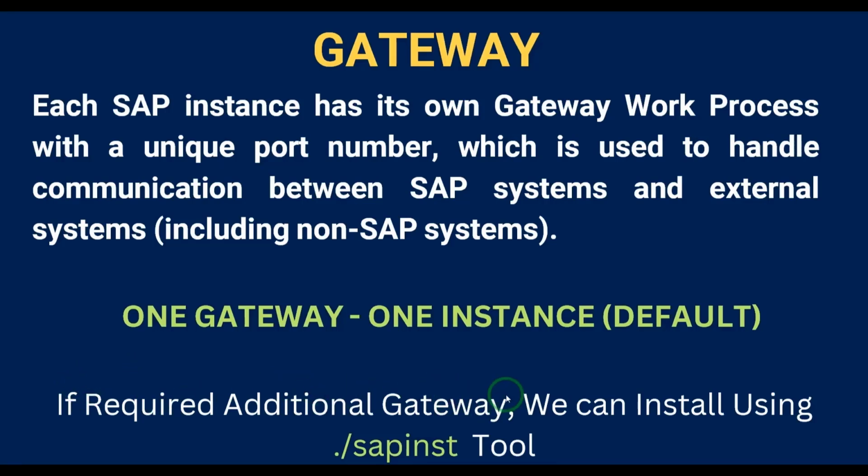If we require additional gateways, what are we going to do? We need to install the gateways using the SAP INST tool. We use this SAP INST tool whenever we install any applications or components into the SAP system. At that time we can check the additional gateway information. If you want to add additional gateways, whenever you are installing, you can select this in SAP INST and then provide the required gateway information.